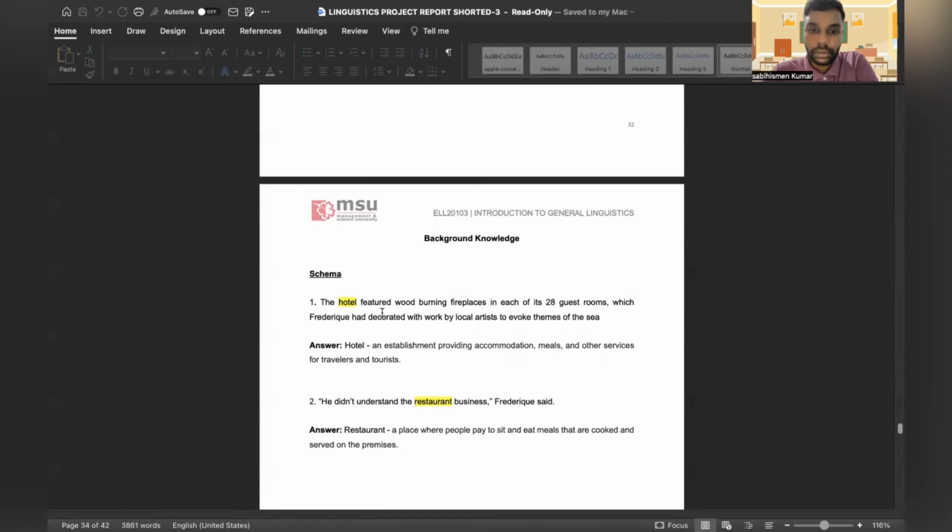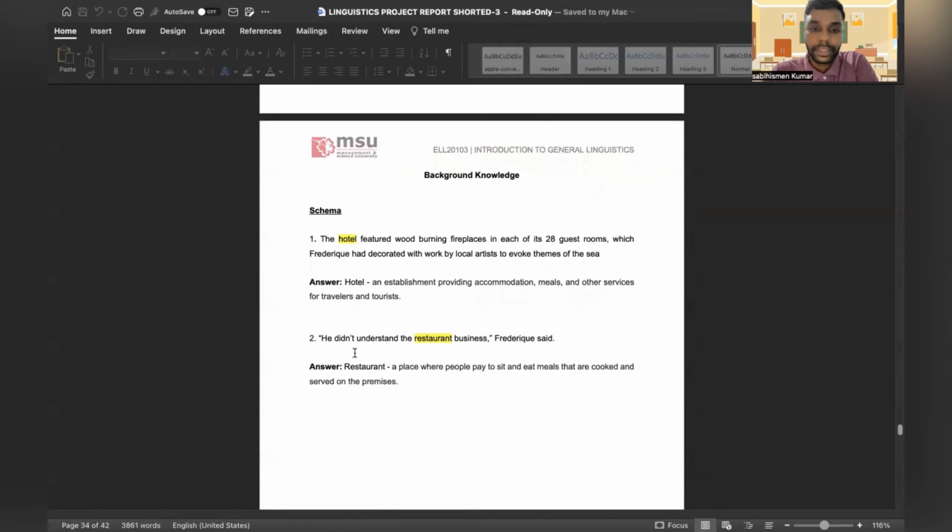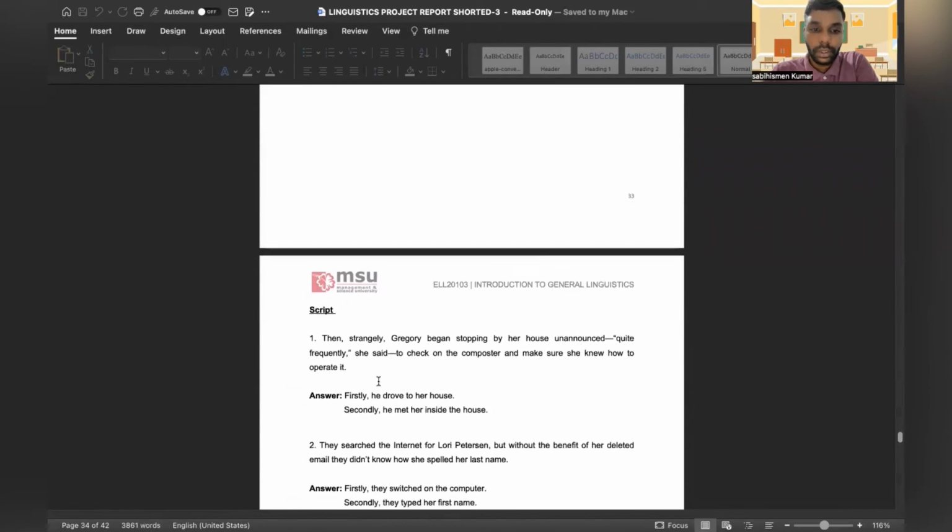For the first one, "The hotel featured a wood-burning fireplace in each of the 28 guest rooms, which Frederick decorated with work by local artists who evoke themes of the sea," which is known as the hotel. It is the schema, which is the location. "He didn't understand the restaurant business," Frederick said. The second answer would be restaurant, which is the location.